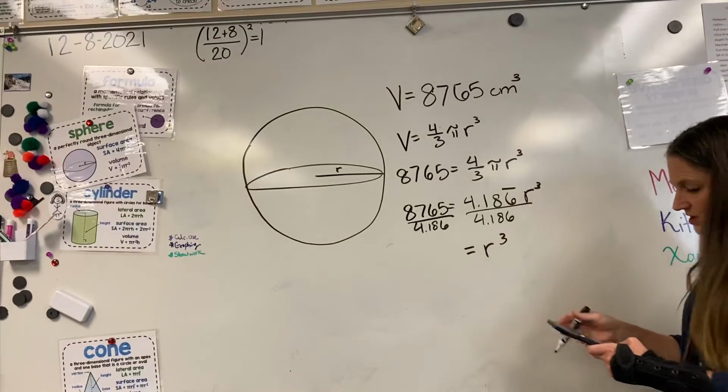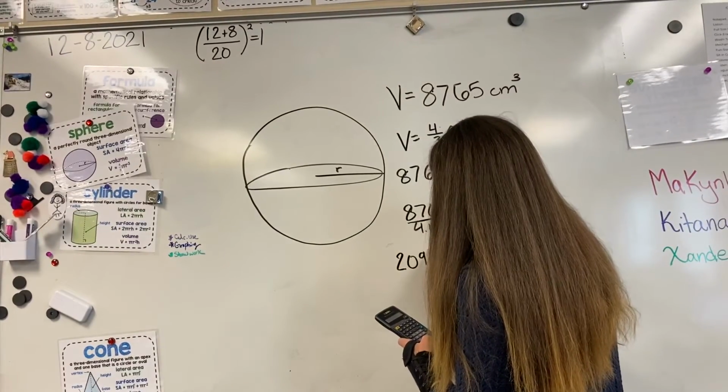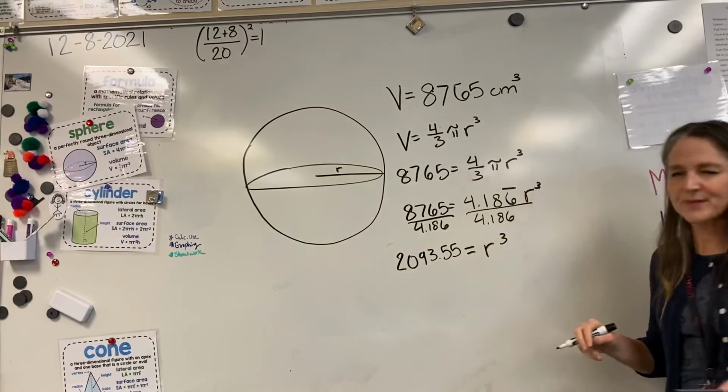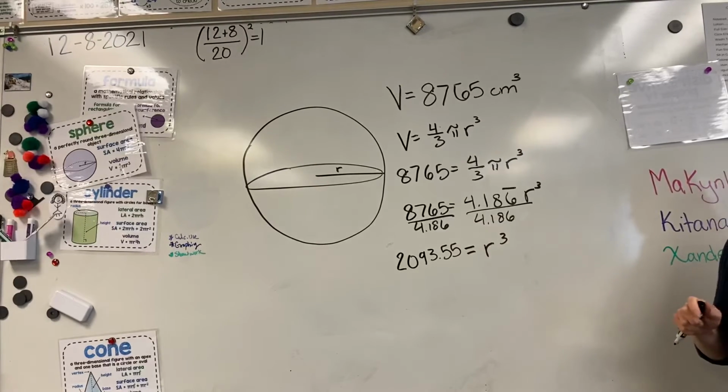So my radius cubed equals 87.65 divided by 4.186, which is 20.9355, and there are more decimal places. Do I want radius cubed? What do I want? Radius normally. The radius normal. What do I need to do?